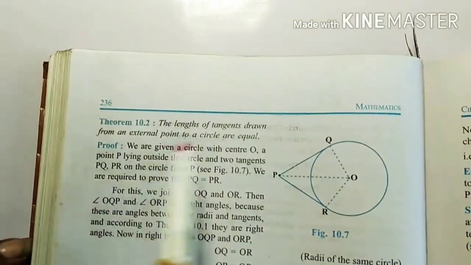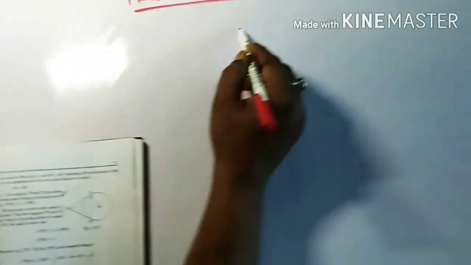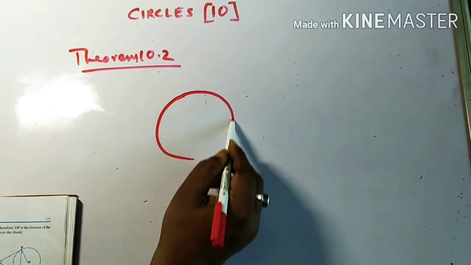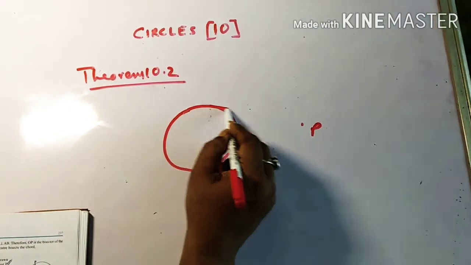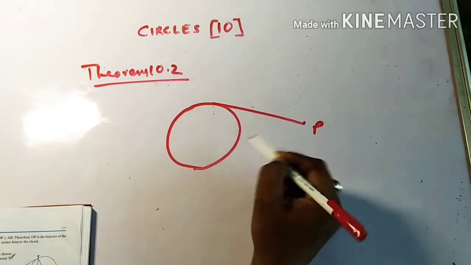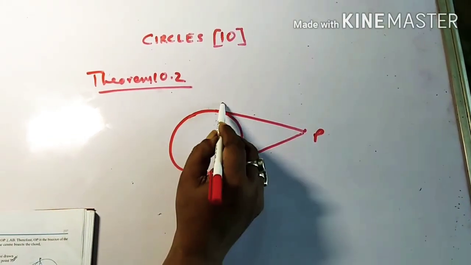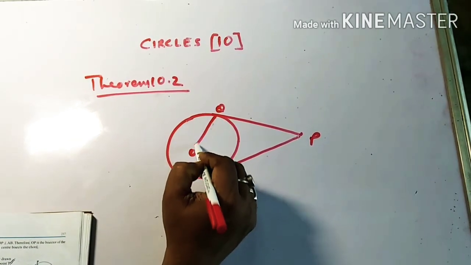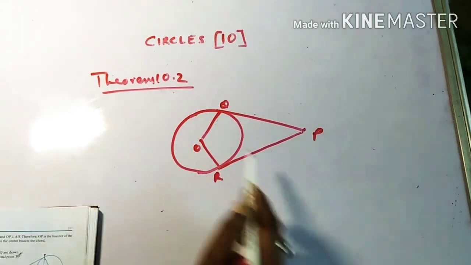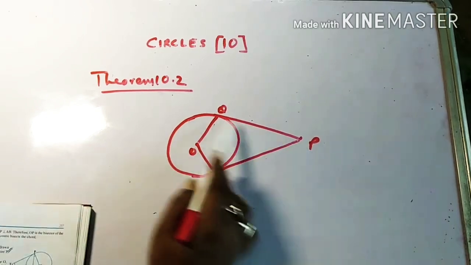Theorem 10.2. The lengths of the tangents drawn from an external point to a circle are equal. That is, the length of the tangent drawn from an external point. P is an external point. This O is the center. So the lengths of the tangents from an external point are equal. Length of this tangent and this tangent.